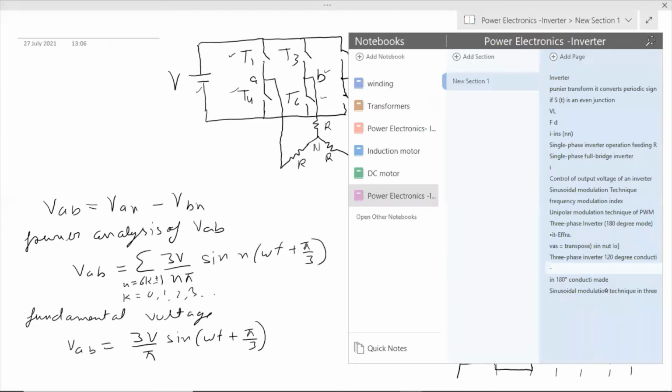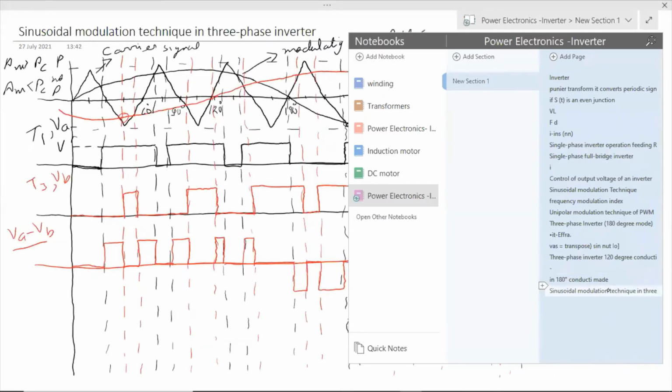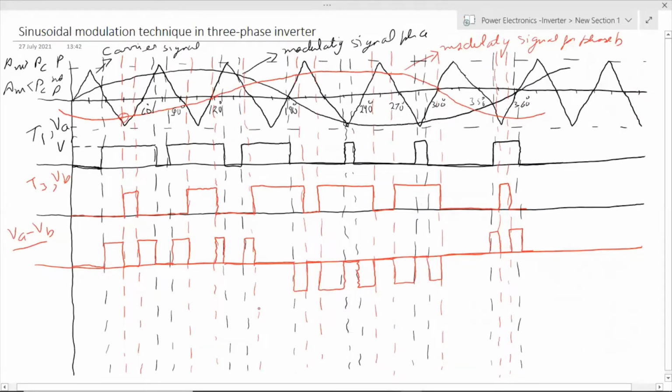But see here, you can increase the number of pulses per cycle. So here there are many intervals in which the pulses exist. And you can increase these intervals just by increasing the carrier signal frequency. With more intersection points, there will be more intervals and more pulses.